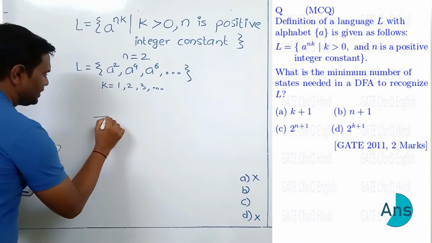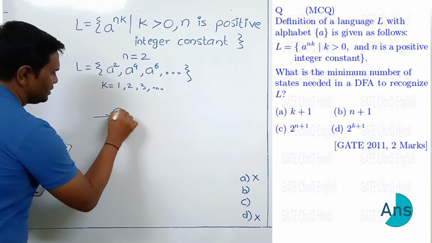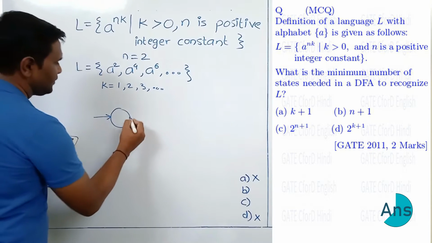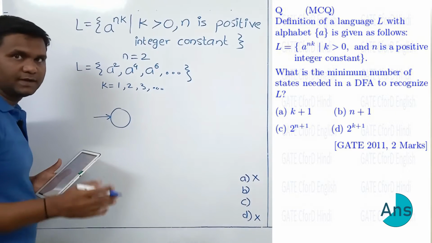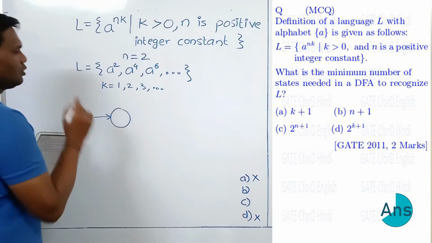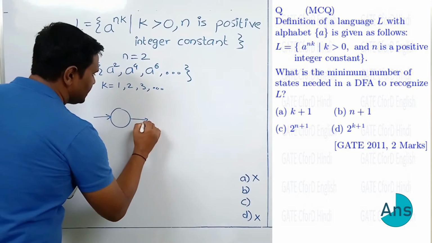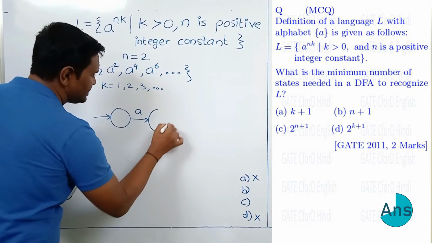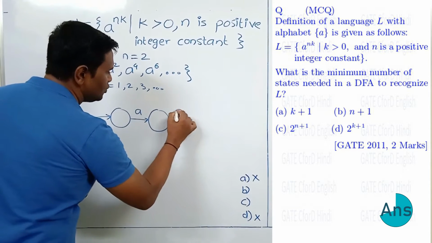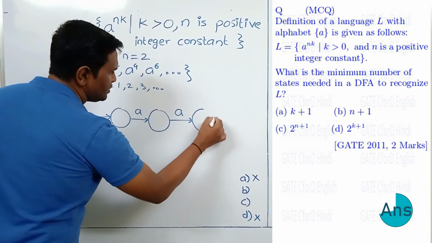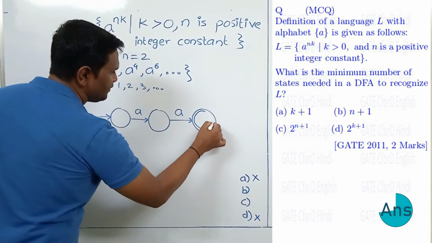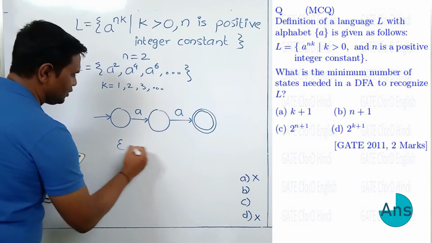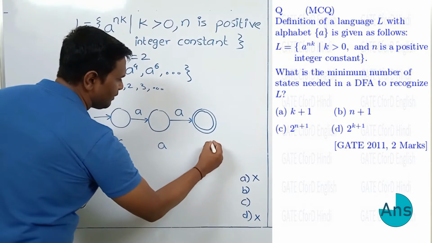So we'll draw the DFA. This is the initial state. The initial state is a non-final state because epsilon is not part of the language. After that, the smallest accepted string is a power 2, so this state will be a final state. So here it is epsilon, here it is a, here it is a power 2.